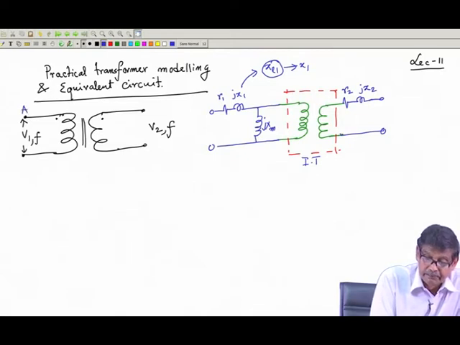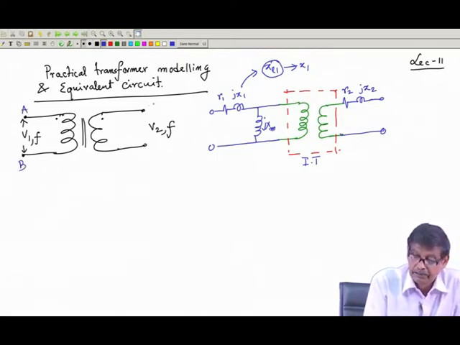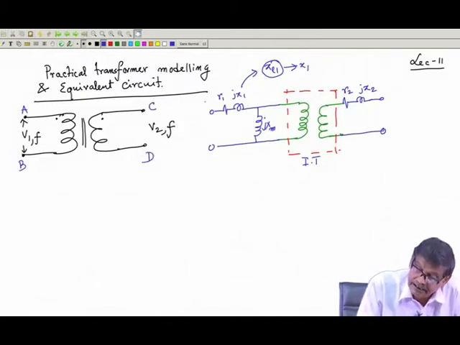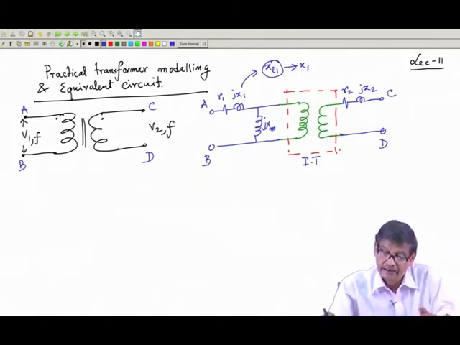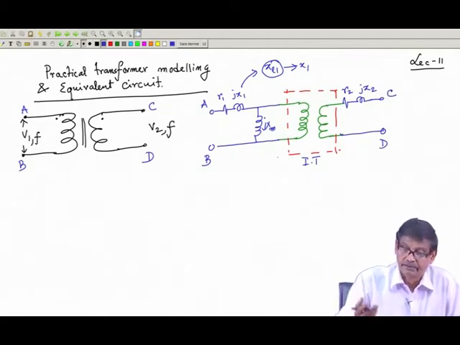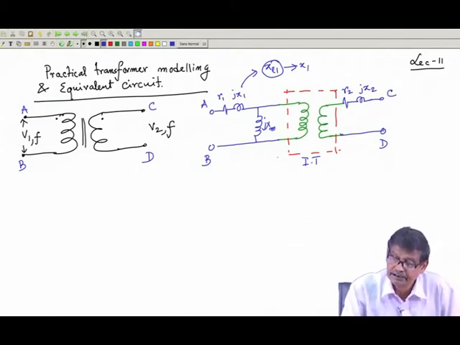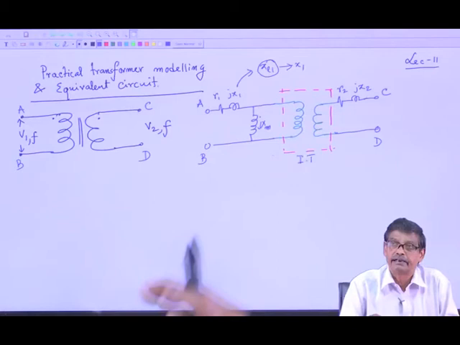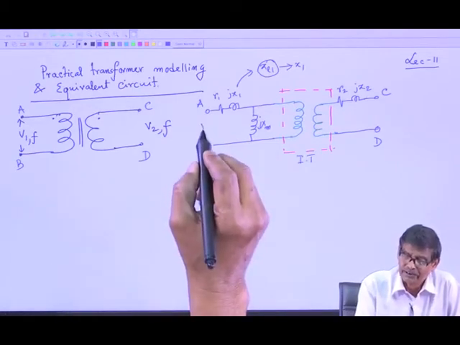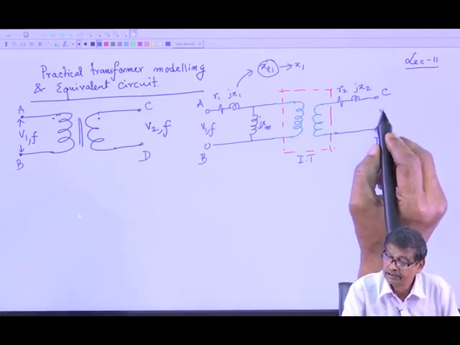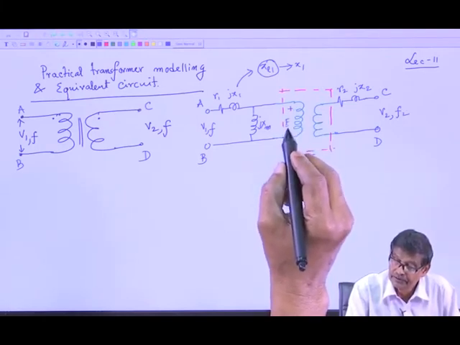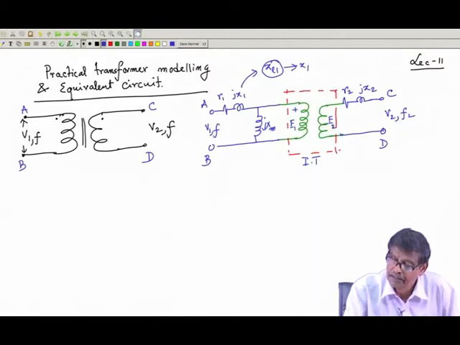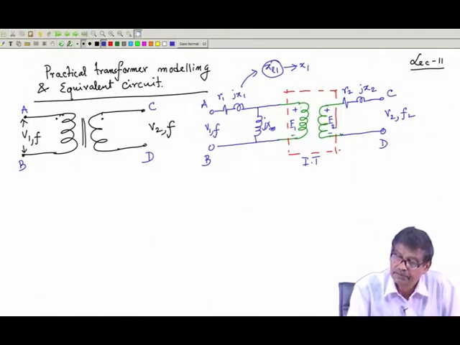If you call the terminals of the practical transformer A, B, C, D, then here is your A, here is your B, here is your C, here is your D, and within the transformer it can be thought of as if there is an ideal transformer with these external parameters I have connected. This is V1, f1 and this is V2, f2. What is this voltage? This is your E1 and this is your E2. Mind you, there is now a distinction between E2 and V2, similarly between E1 and V1.